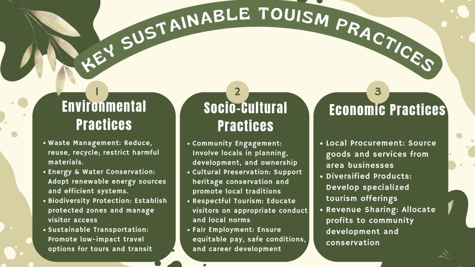Second is socio-cultural practices. It ensures that tourism supports and respects local communities. This includes community participation, protection of heritage sites, and respect for local customs. And the third one is economic practices. It aims to ensure fair wages, decent working conditions, and support for local enterprises. These practices help keep tourism income within the community. For example, restaurants or other companies that purchase from local farmers contribute to sustainable local economies.